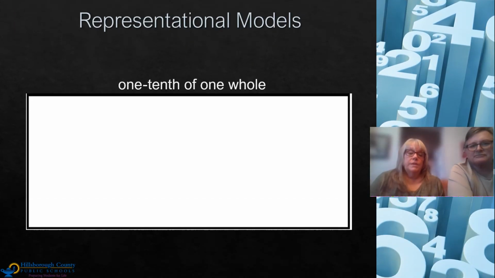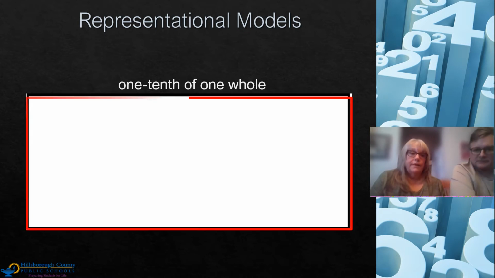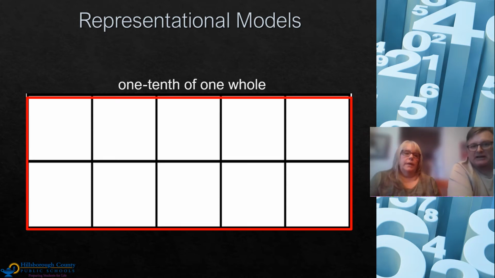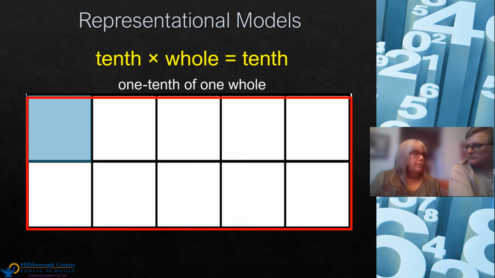If I'm finding 1/10 of a whole, again, I have to represent my whole in order to be able to find 1/10 of it. I'm going to break it into, Daryl, how many equal parts? 10 equal sized pieces. I have tenths. One of those has a value of 1/10. So a tenth times a whole is going to give me a tenth, 1/10. Makes sense.